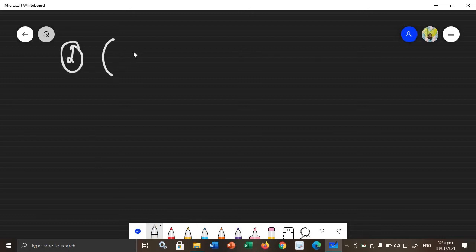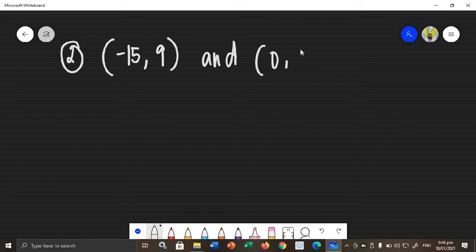So let's say the ordered pairs are negative 15, and then 9, and we have 0 and 3. So again, lagyan natin ng label, okay? Para di na tayo mahirapan, yung unang ordered pair natin, yun na yung x sub 1 and y sub 1 mo. Yung pangalawa, yun na yung x sub 2 and y sub 2 mo. And then we need to substitute these values to the formula.